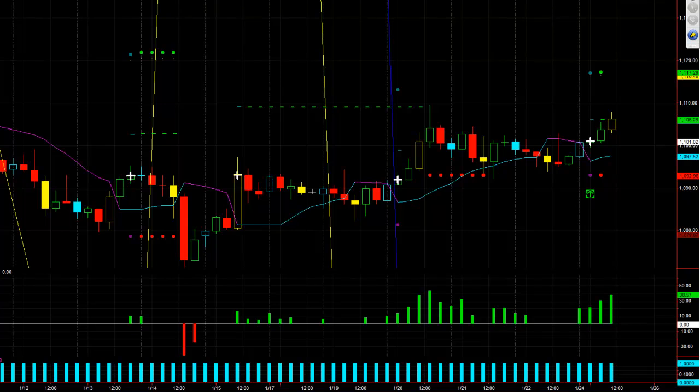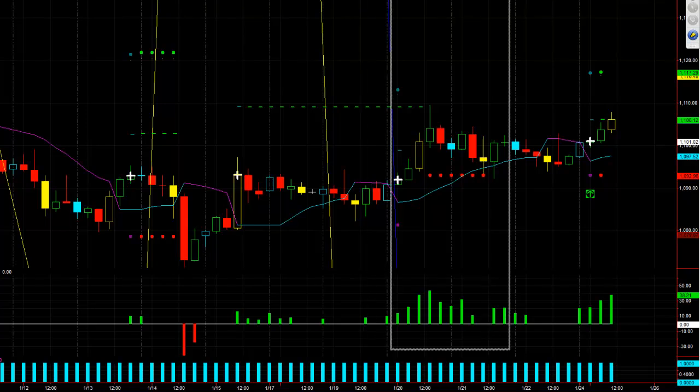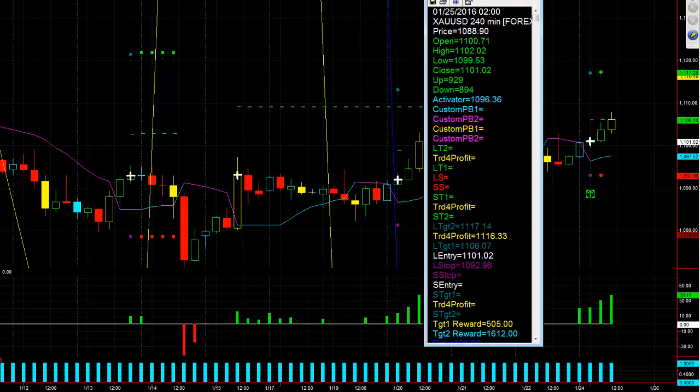Let me get the data window. Yeah. Thanks, Danny. Yeah, it looked a little confusing, I think just because it was so small. Looking at it, it's almost a doji. But anyway, that's the numbers that I've got. The entry is 1101.02, and then the stop is down at 1092.96, and it's already hit money management.